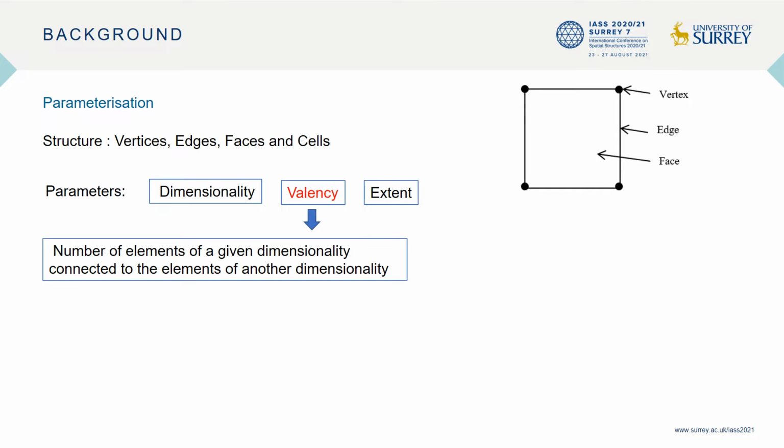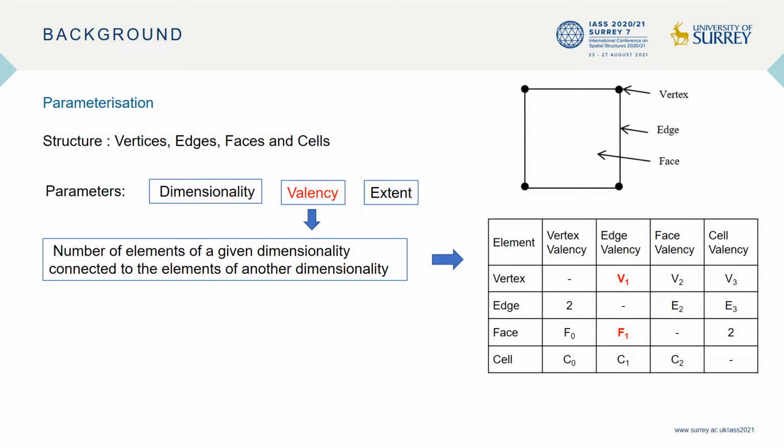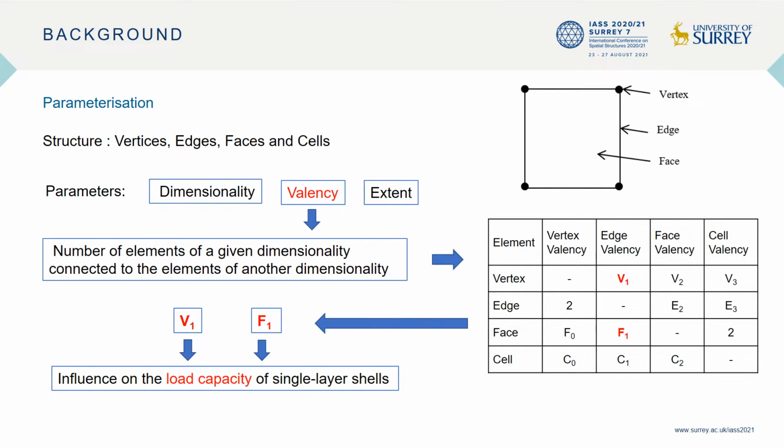Valency is defined as the number of elements of a given dimensionality that are connected to the elements of another dimensionality. There are different valencies for a structure, out of which V1, the edge valency of the vertex, and F1, the edge valency of the face, are the primary concern for this study. Their influence on the load capacity of single shells is studied here.